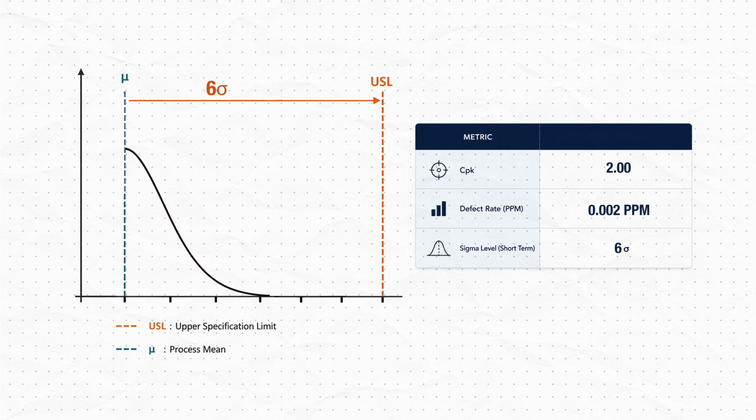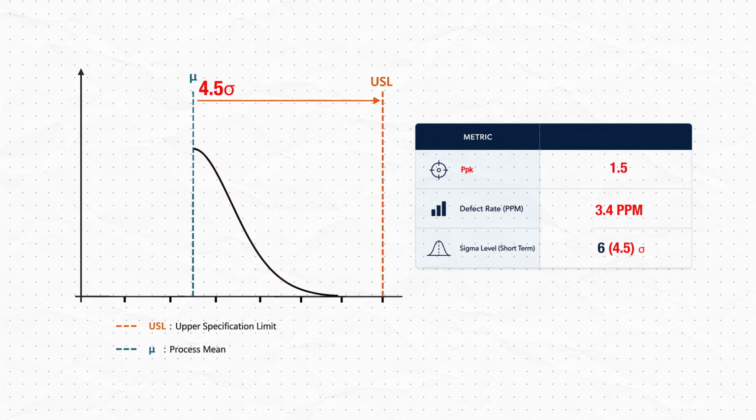Cpk of 2.00 is the definition of a 6 sigma process. The nearest specification limit is 6 standard deviations from the mean, and the short-term defect rate drops to about 2 parts per billion. But you have probably heard 6 sigma linked to a different number, 3.4 defects per million. So why the gap between 2 parts per billion and 3.4 parts per million? Because the 6 sigma concept assumes a long-term 1.5 sigma shift in the process mean. That shift turns a short-term CPK of 2 into a long-term PPK of 1.5, and it is this long-term PPK of 1.5 that produces the 3.4 defects per million figure everyone quotes.